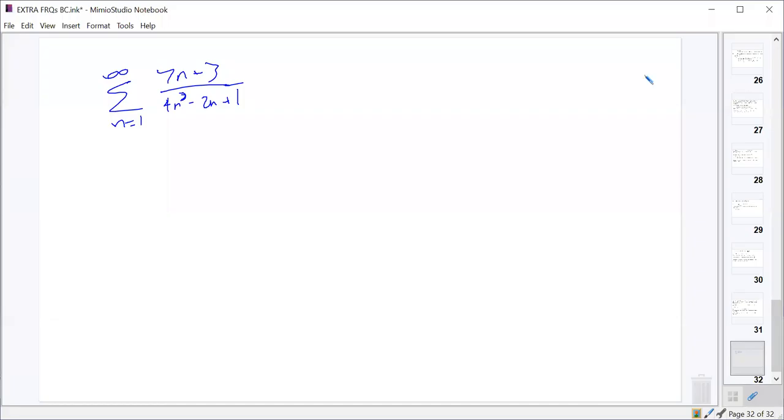So using our limit comparison test, we need to come up with a series that we want to compare it to, that we know whether it converges or whether it diverges. And so how do we normally determine what series to try to compare it with? Anybody remember?